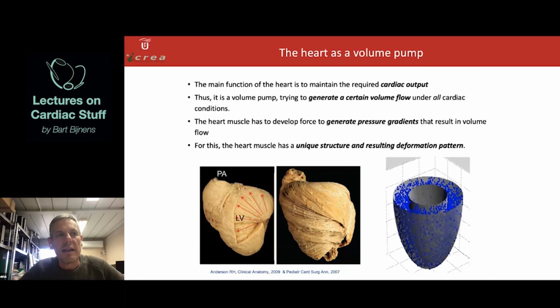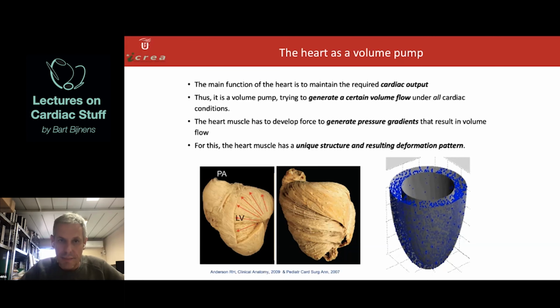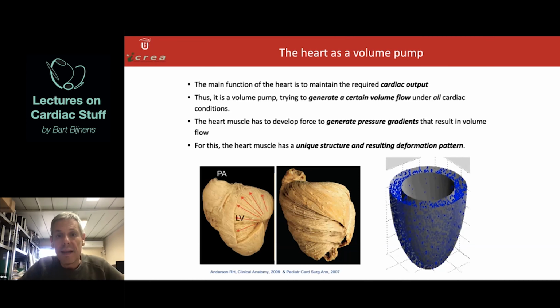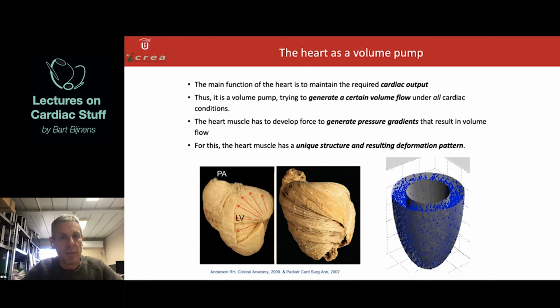As I said in some of the previous classes, what you always have to keep in mind is that the heart in itself is a volume pump. So you need to generate the cardiac output, the amount of volume per minute that is needed by the body under certain circumstances. That can be at baseline, or during exercise. So that's the most important: you need to generate volume.